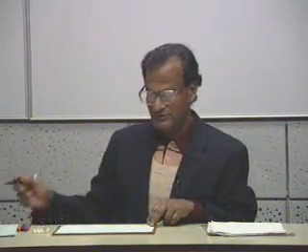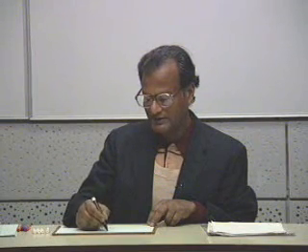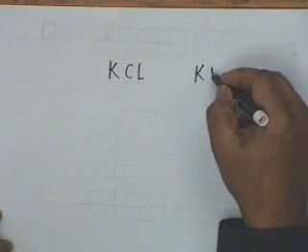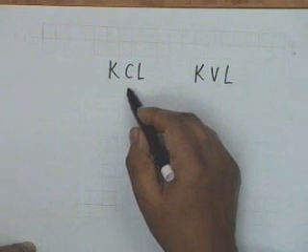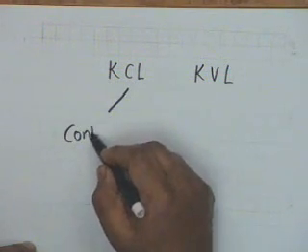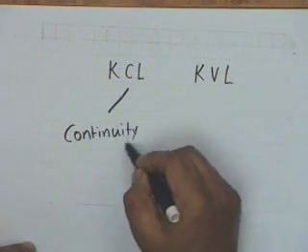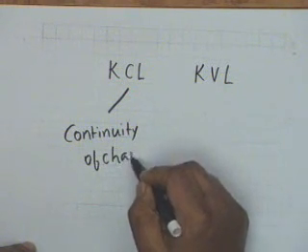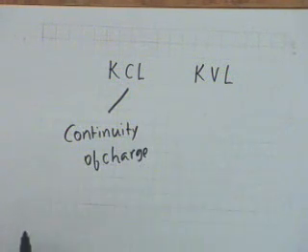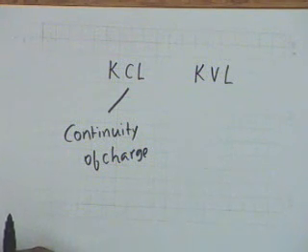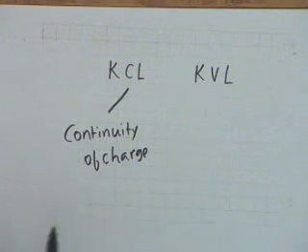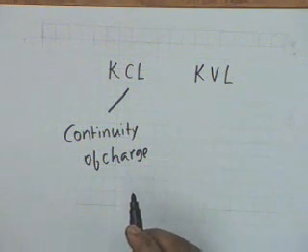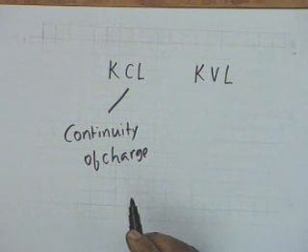The basic tools for network analysis are due to Kirchhoff's current law and Kirchhoff's voltage law, and as you know already, Kirchhoff's current law is an expression for continuity of charge. That is, in a dynamic situation, charge cannot accumulate at any point in the network, and this is expressed in terms of Kirchhoff's current law.